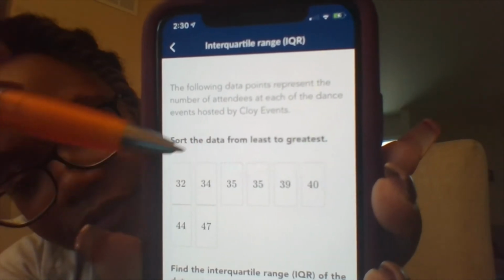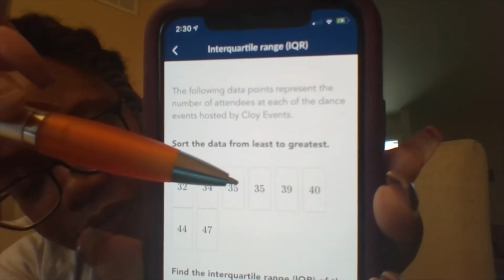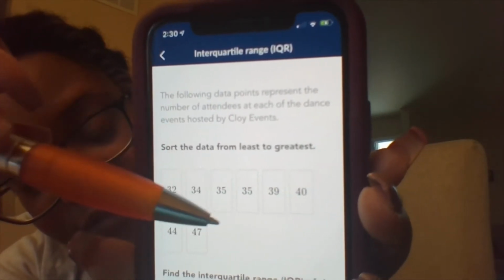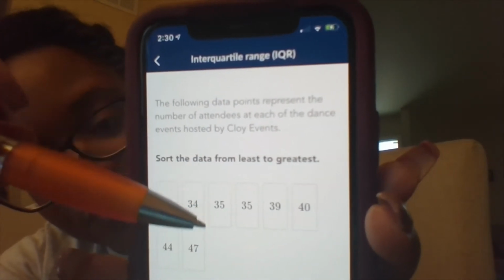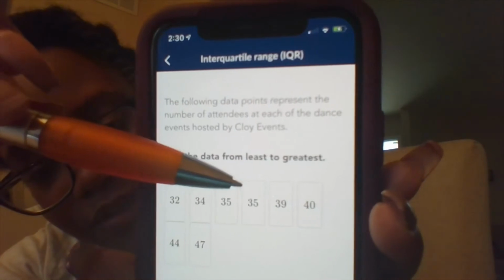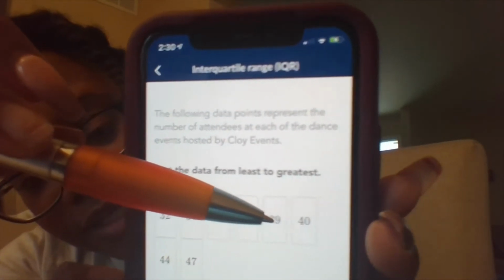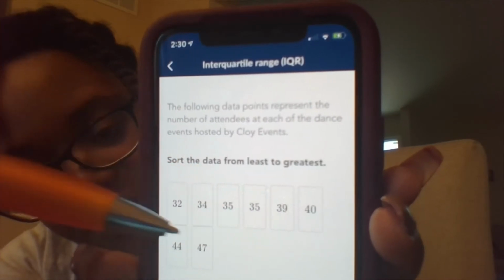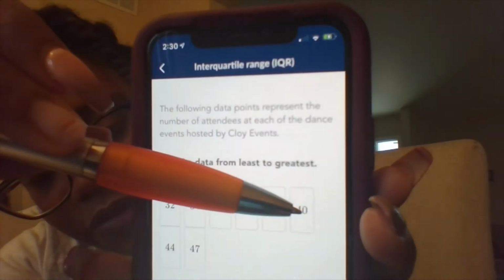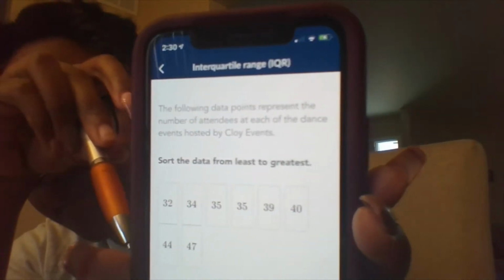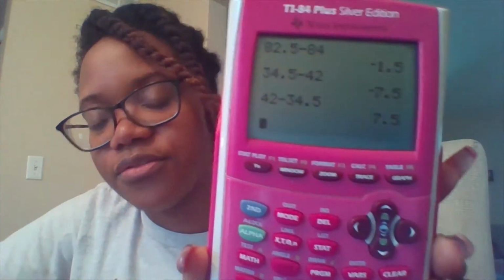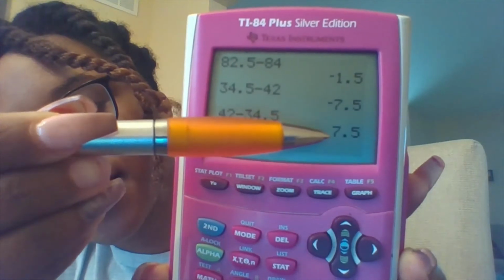So the lower half, the first 4 values, 32, 34, 35, and 35. You want to find the median of the lower half to find Q1. The median is going to lie in between 34 and 35. The number right in between 34 and 35 is 34.5. For Q3, the upper quartile, which is the median of the upper half, we're looking at 39, 40, 44, 47. 44 and 40 are the 2 numbers in the middle. The number right in between 40 and 44 is going to be 42. So the upper quartile is 42 and the lower quartile is 34.5. When you subtract those values, your interquartile range should be 7.5.